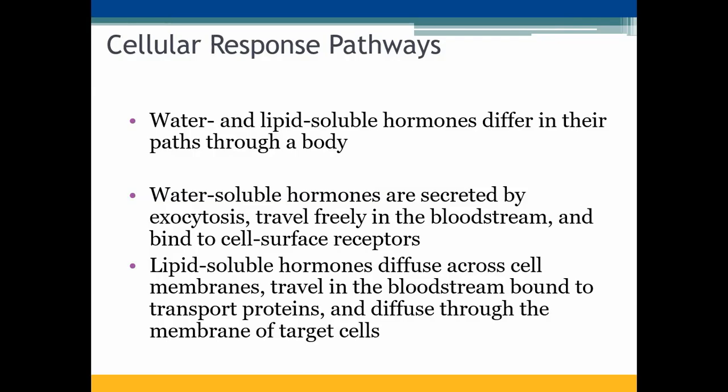So they cannot travel in the blood easily, so they have to be bound to transport proteins to reach the target tissues. When they reach the target tissues, they can cross the cell membrane and connect to the receptor, which is present inside the cell, but they have to be bound to the protein so that they can travel in the blood. On the other hand, water soluble hormones can travel freely in the bloodstream and bind to cell surface receptors. They have the receptors on the cell surface rather than inside the cell as the lipid soluble hormones do.